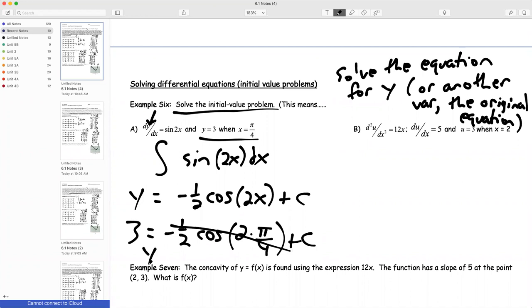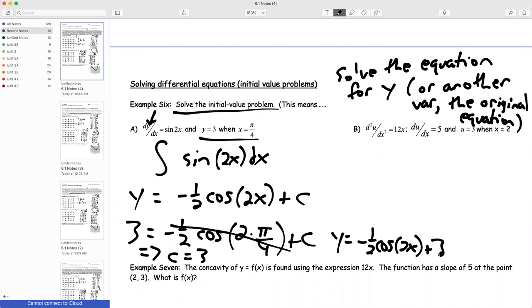And that c is equal to 3. That implies that c equals 3. So now I'm going to write my original equation. I have y equals -1/2 cosine of 2x plus 3. And so this is the original equation that meets all the criteria that they gave me.